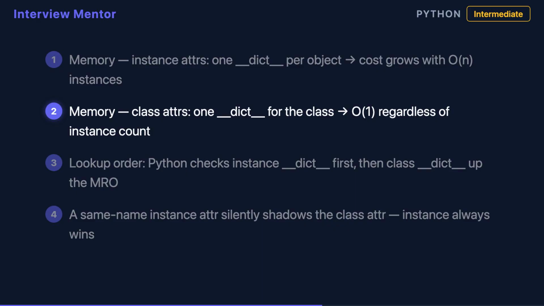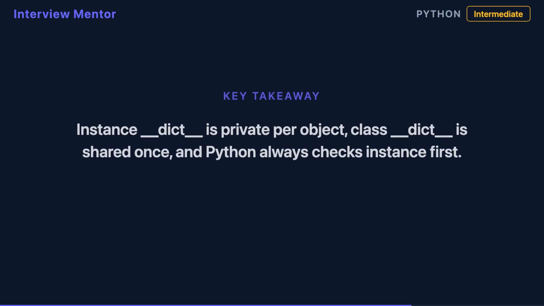Second, lookup order. When you access an attribute, Python checks the instance's __dict__ first. If it's not there, it walks up to the class's __dict__, following the method resolution order. That's why an instance attribute with the same name will silently shadow a class attribute. The instance wins.